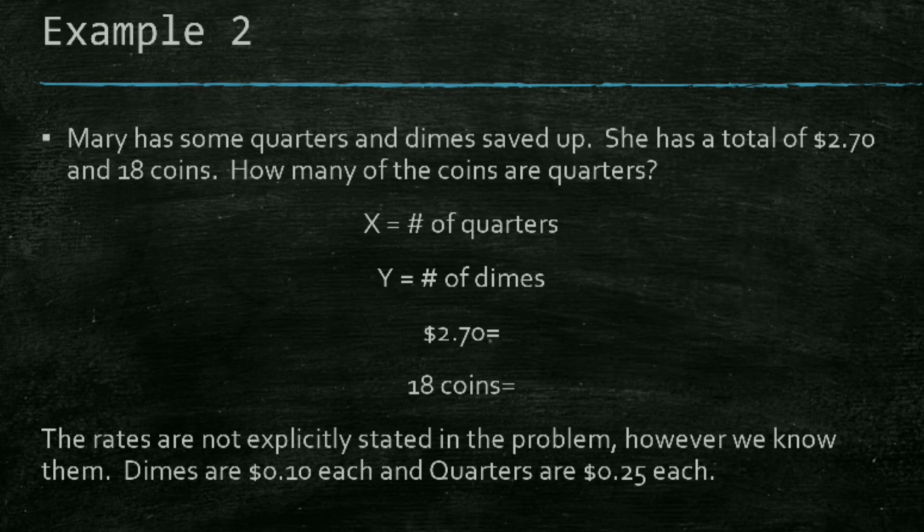So the number of coins is 18. That's equal to the number of quarters plus the number of dimes, or x plus y. The amount of money in quarters plus the amount of money in dimes has to equal the total money, $2.70. So the amount of money in quarters is calculated by the number of quarters times 25 cents. In other words, 0.25x. And then we're going to add in the amount of money of dimes, 0.10y, and those 2 together added equal the total, $2.70.